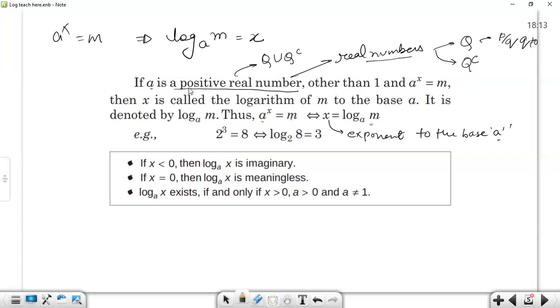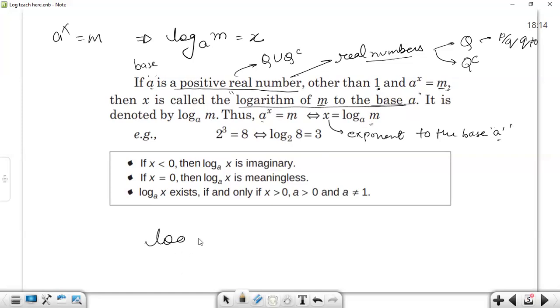So now, if a is a positive real number, a is here our base, a positive real number other than 1. Why not 1? We'll discuss it. And a raised to power x is m. Then x is called the logarithm of m to the base a. Learn this term: logarithm of m to the base a.